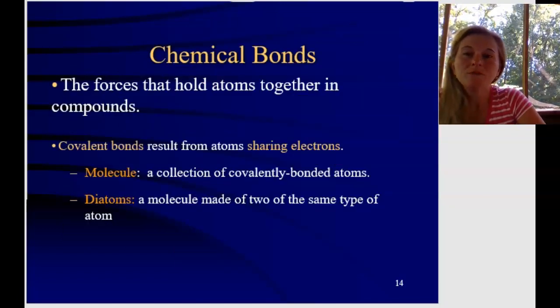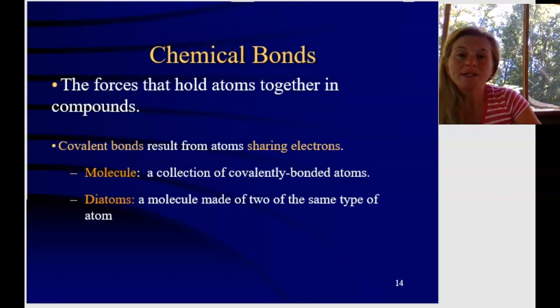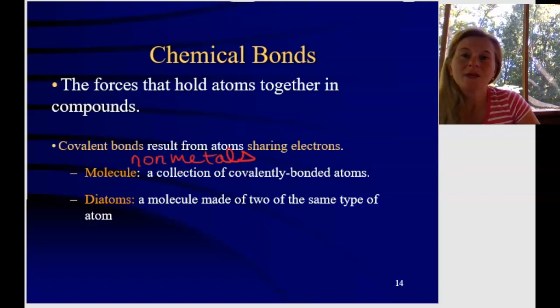So chemical bonds, we know that chemical bonds are different elements being held together. Molecules are covalently bonded atoms, so that means that we've got non-metals here when we're talking about covalent bonds. And we've got diatoms. Diatoms are atoms that, even in their pure form, they're hanging out with other atoms just like themselves. They don't want to be alone.